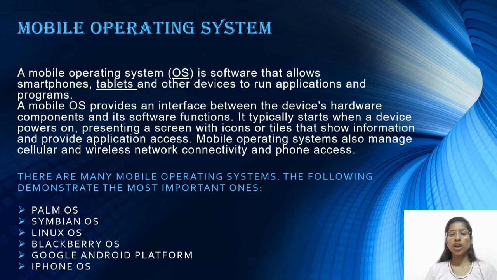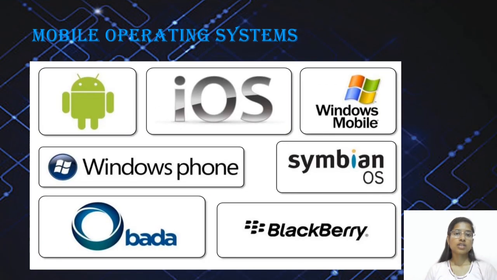There are many mobile operating systems. The following demonstrate the most important ones: Palm operating system, Symbian operating system, Linux operating system, BlackBerry operating system, Google Android platform, and iPhone operating system. Let us discuss them one by one. These are a few mobile operating systems.